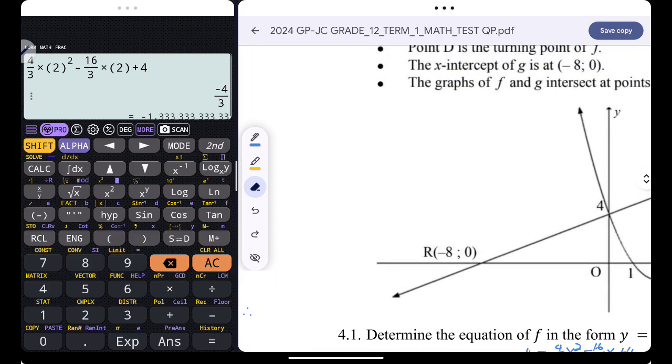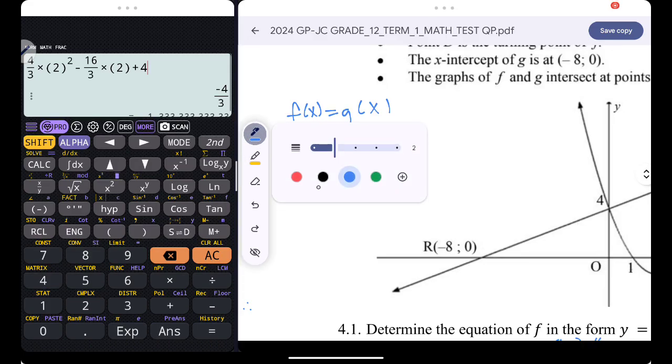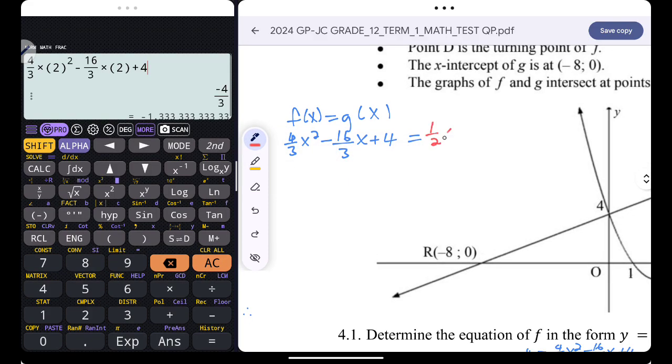For the point of intersection, guys, I don't care what kind of function you are dealing with, whether you are dealing with trigonometric functions, hyperbola, or whatsoever. For the point of intersection, you must always equate the two graphs. I want the values of x where f of x is equal to g of x, right? Remember that f of x is equal to 4 over 3 x squared minus 16 over 3 x plus 4. This would be equal to, let me write g of x in red, 1 over 2x plus 4, right?